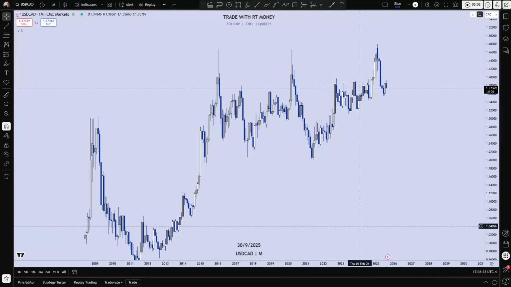Welcome to another weekly Forex forecast. We're looking at the US dollar CAD, the Canadian dollar.